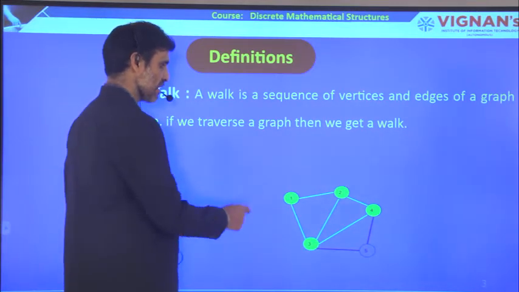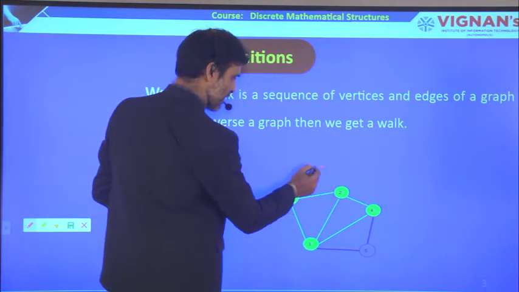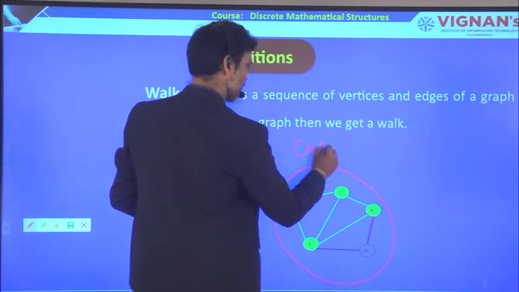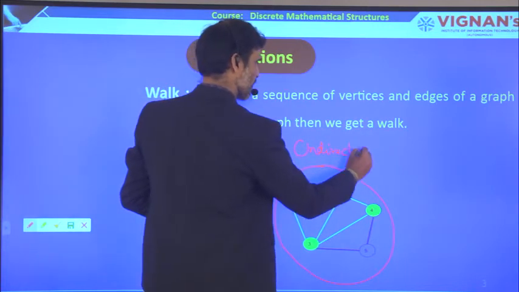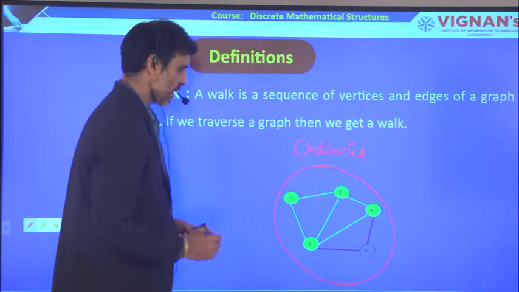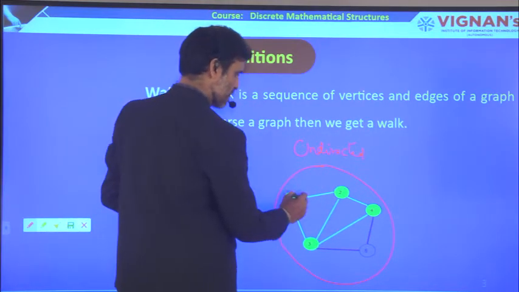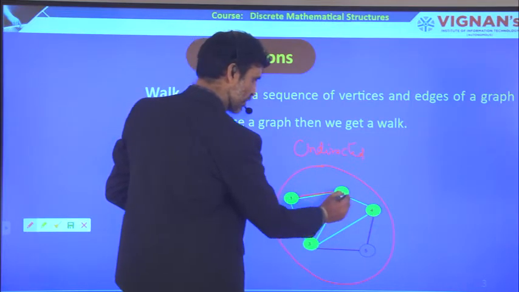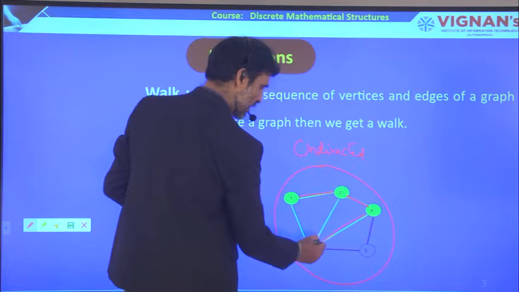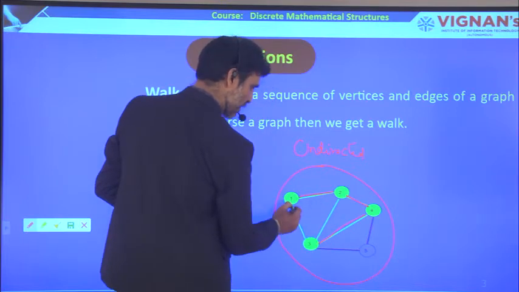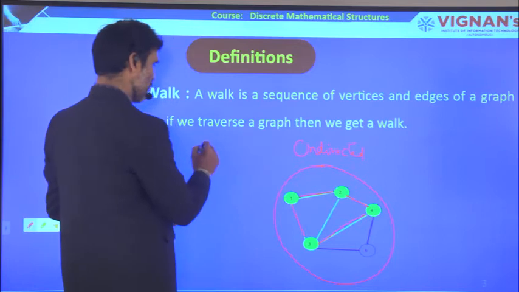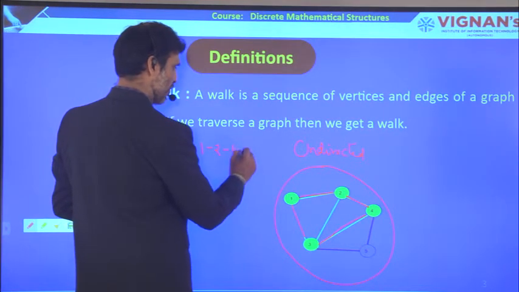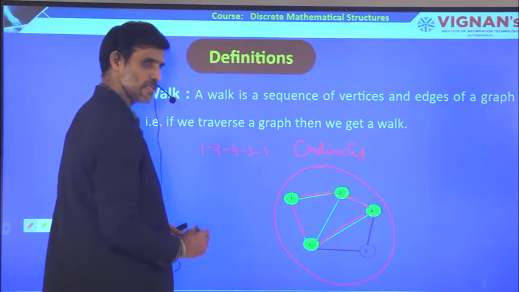Here is the given graph. This is an undirected graph because it does not consist of any directions. In this undirected graph, if you observe the edges taken like this: 1 to 2, 2 to 4, 4 to 3, again 3 to 1, this is one path. If I take 1 to 2, 2 to 4 and 4 to 3, 3 to 1, this is called a walk.